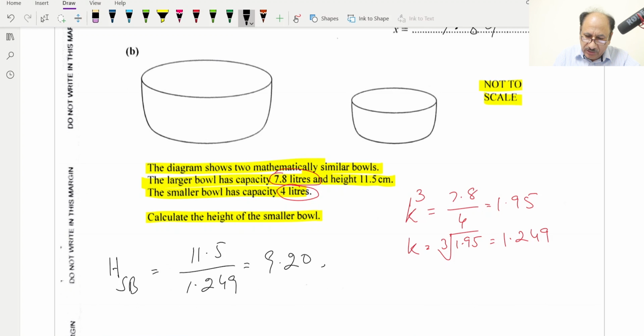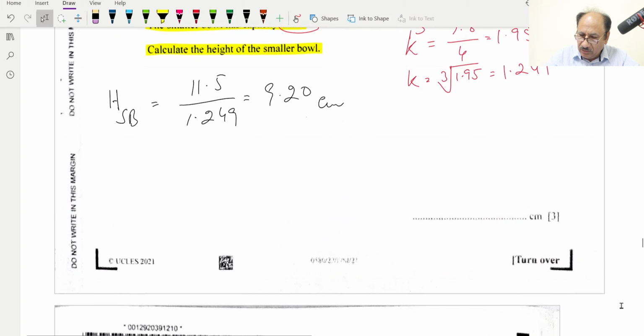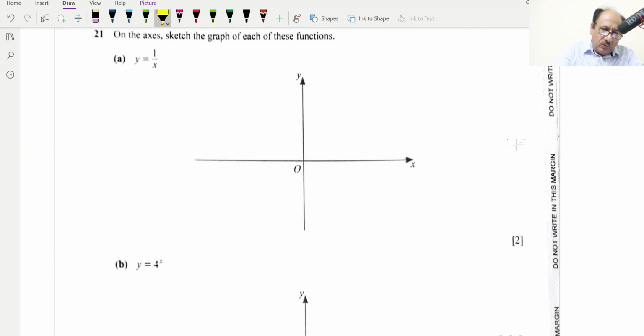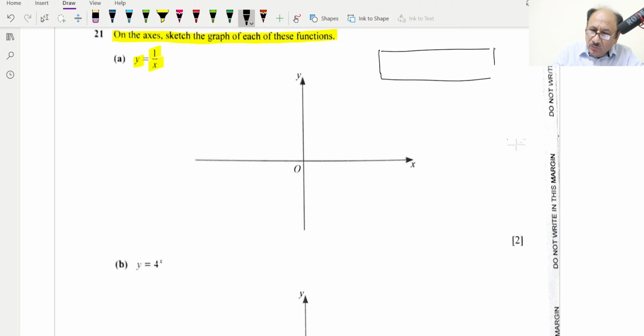9.20, this will be centimeters, and our answer will be 9.20 centimeter. Question number 21. On the axis, sketch the graph of each of the functions. The function is y is equal to 1 over x, and this function we can draw by table of values also. Like this one, you can form a table of values over here.